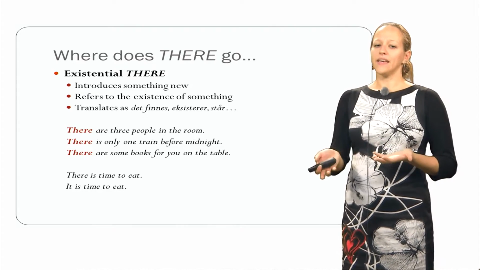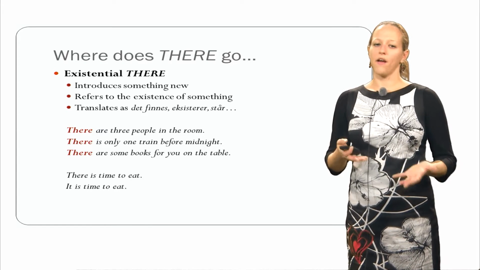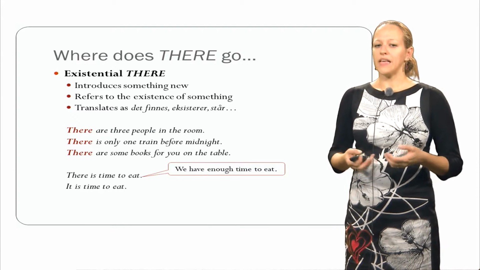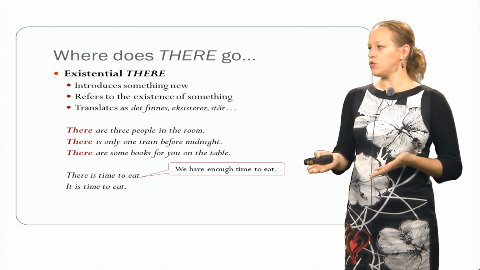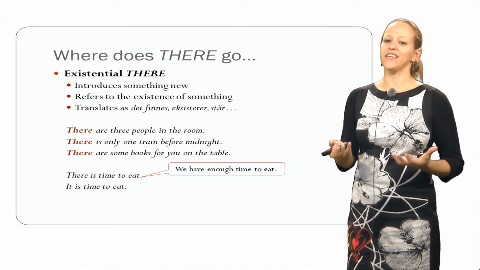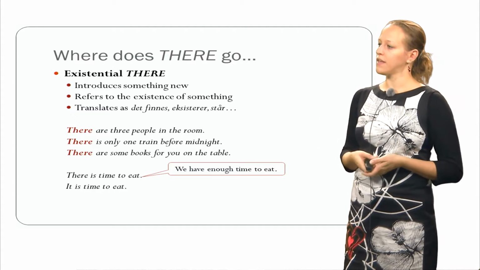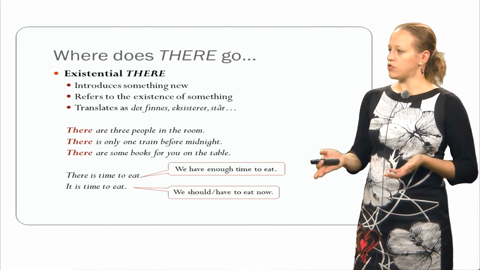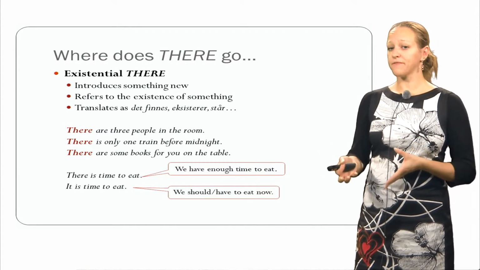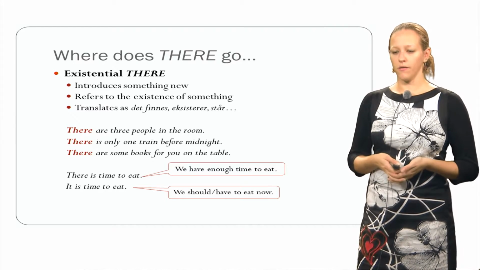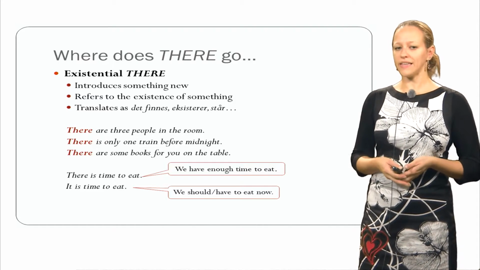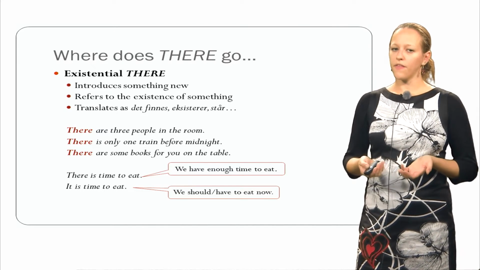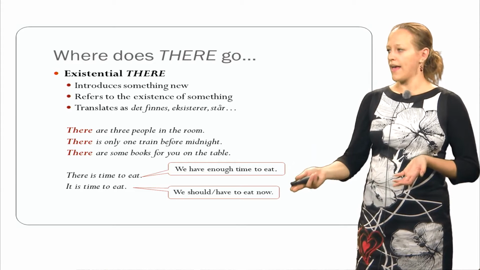And here you can see a very important difference between there and it. The first sentence, there is time to eat, means that we have enough time to eat. There exists a time bubble enough for us to eat in it. While it is time to eat means that we should, or even we have to eat now. For example, your mom calling you for dinner, it's time to eat now. So these mean very different things, even though the only thing that changes is there and it.